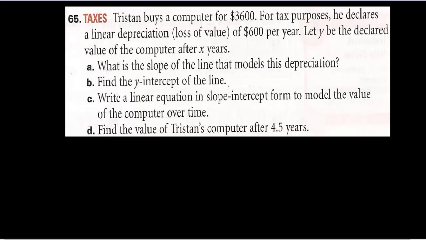So this is similar to a car situation where this guy, Tristan, buys a computer for $3,600. That's a very expensive computer. And for tax purposes, he declares a linear depreciation loss of value, which means it loses value over time, of $600 per year. Now it tells you, let Y be the declared value of the computer after X years. So already this is telling you what your X-axis and Y-axis are going to represent. I'm going to start drawing an X and Y axis so that we can plot some points.